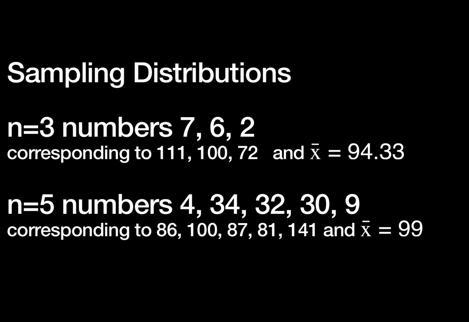Right? Then I did this for 5 digits. So I used my random number generator, and I got 5 numbers. It gave me 4, 34, 32, 30, and 9. The 4 row with the random number 4 corresponded to 86, 34 to 100. The 32 had 87 cell phone contacts. The 31 in the list had 81. The 9th one had, I'm missing a number because 141 is a lot higher than 9. So either I wrote that number wrong or I wrote that number wrong. But either way, I did this, found the average, and I got 99. This is a sample average.